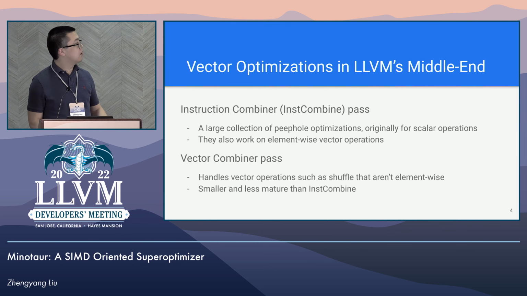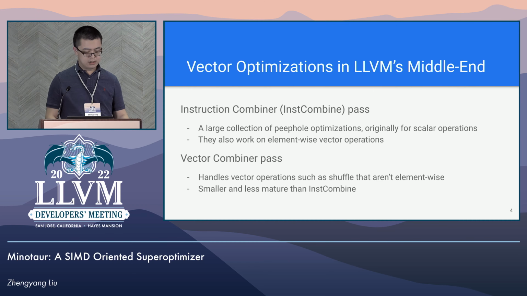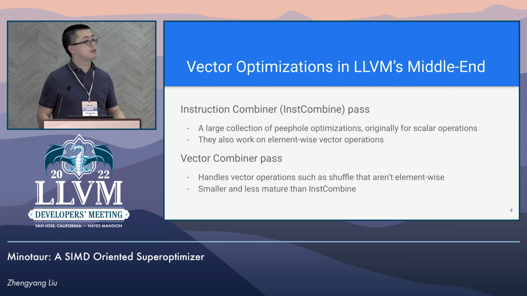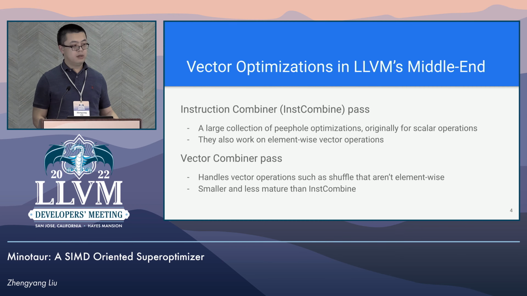LLVM also has the VectorCombine pass. This pass is similar to InstCombine, and it merges vector operations by following several rewrite rules. Some of those rules are designed to handle shuffles that are not element-wise. However, this pass is less mature than InstCombine, and this is one of the reasons why we developed Minotaur.